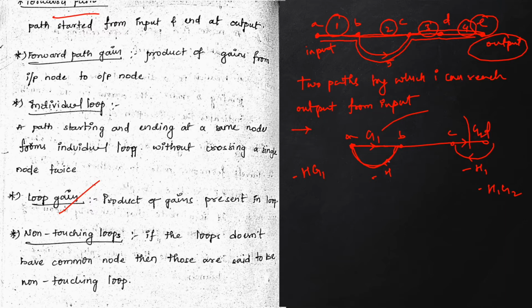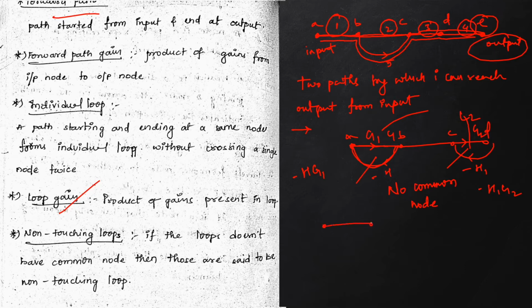One more thing is what non-touching loops are. Here, this particular loop and this particular loop have no common node. There is no common node for these two loops, L1 and L2. So I can call them non-touching loops.